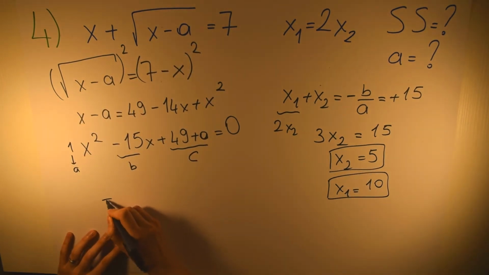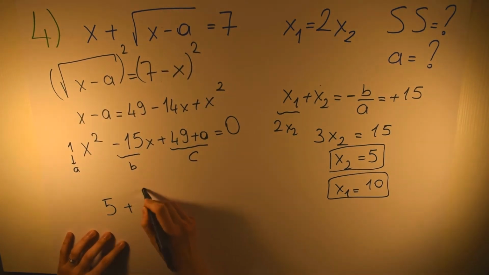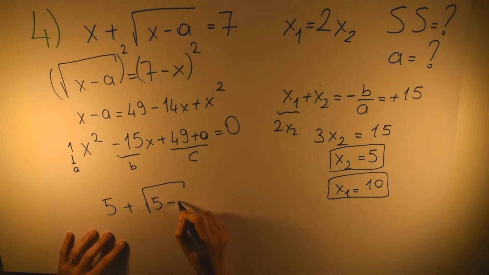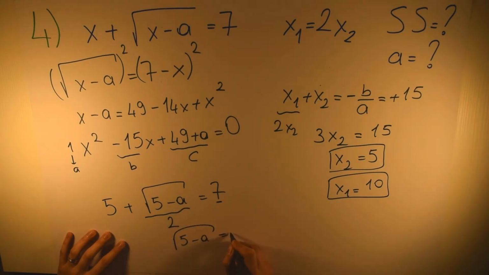So when you write 5, it's 5 plus square root of 5 minus a is equal to 7. So this expression should be equal to 2, right, to get 7. So if square root of 5 minus a is equal to 2, so from here it's 5 minus a is equal to 4, so a is equal to 1.